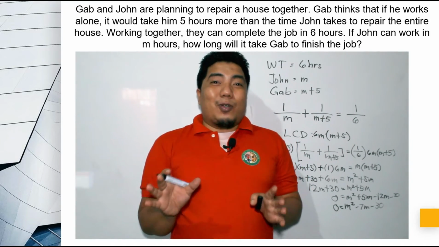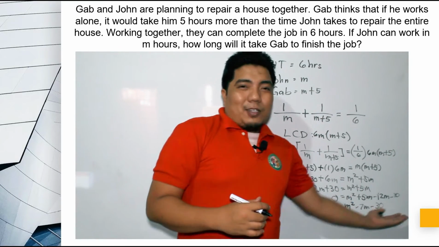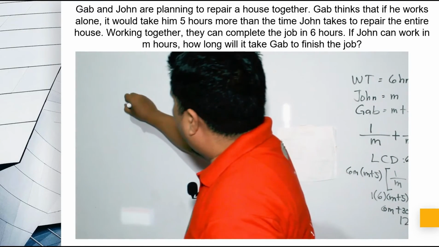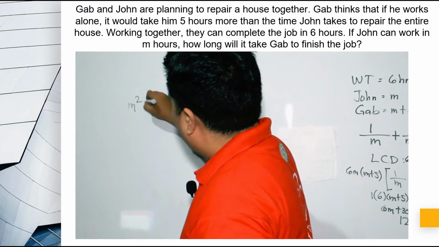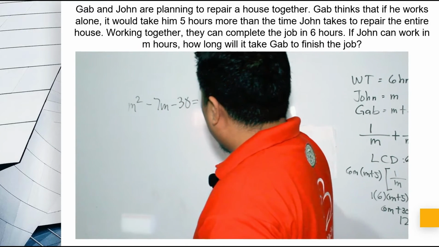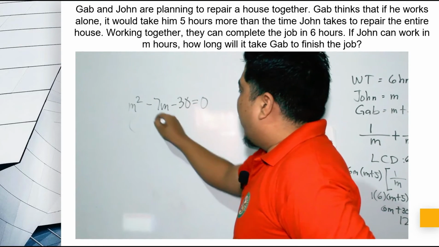So now, what we need to do is to do our factoring method. So we have m squared minus 7m minus 30 is equal to 0. We will make two factors.